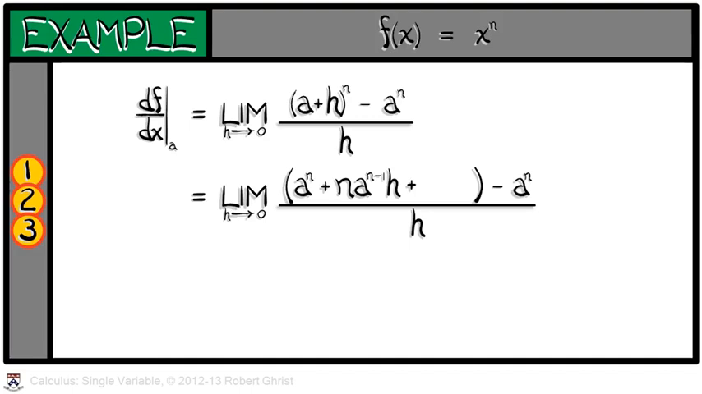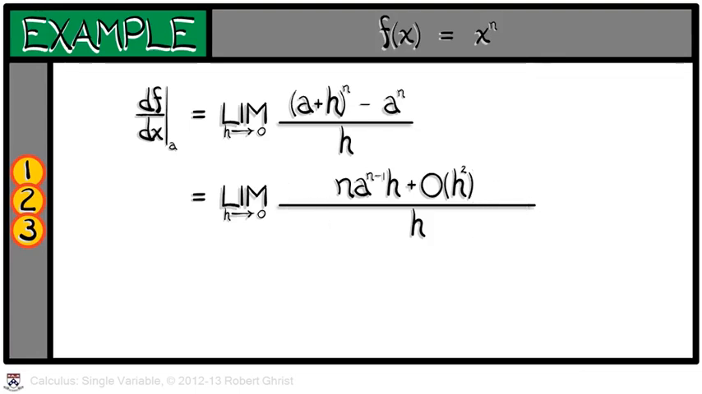I may not have room on the page to write them all, but I know that all of them have powers of h that are at least quadratic. I'm going to compress all of that together and call it big O of h squared, which is exactly what that is. And now we see a perhaps familiar computation coming about.